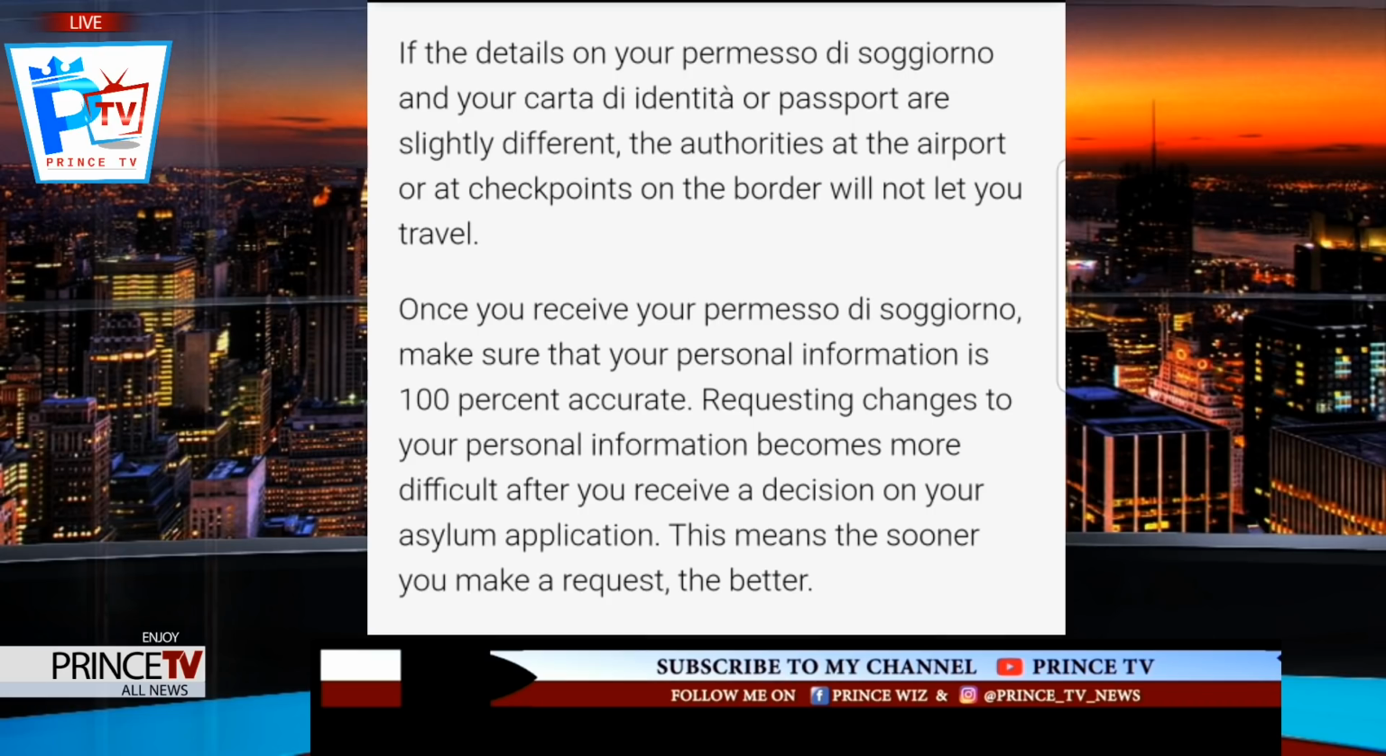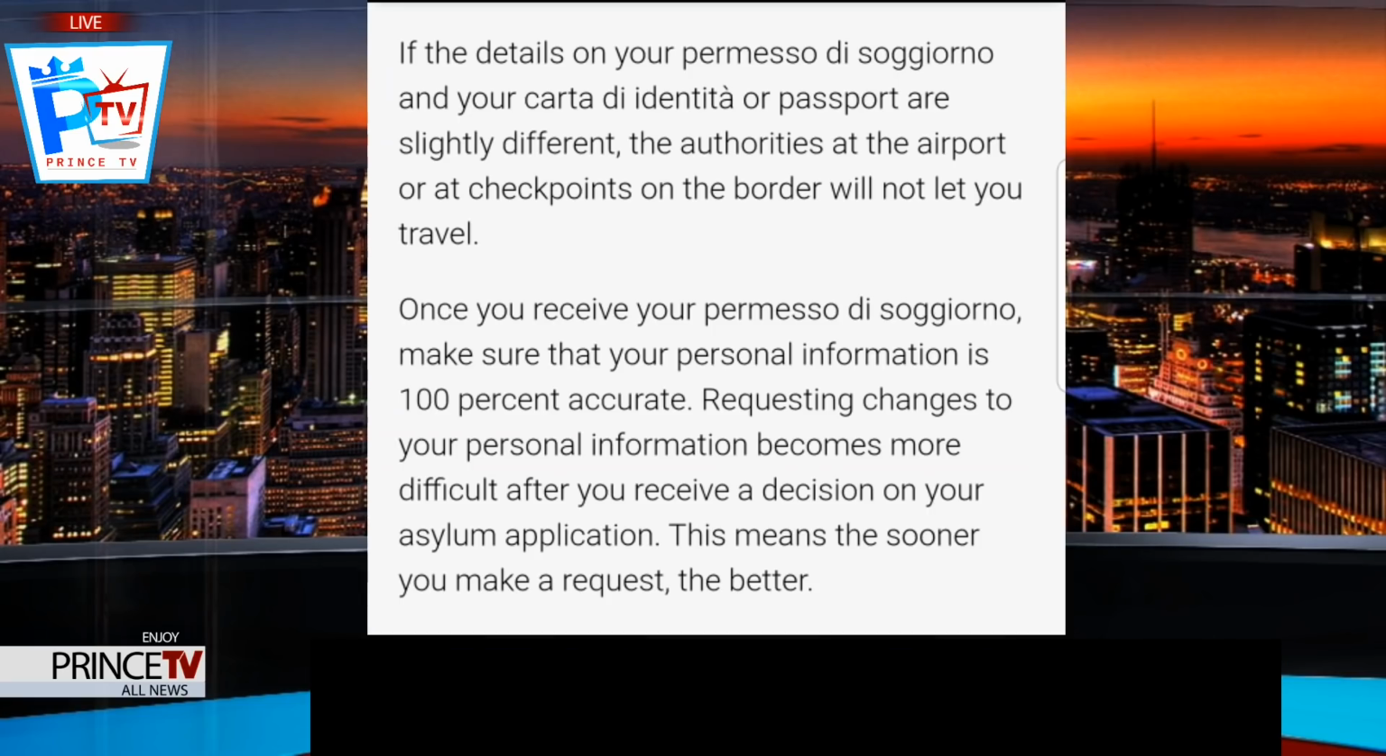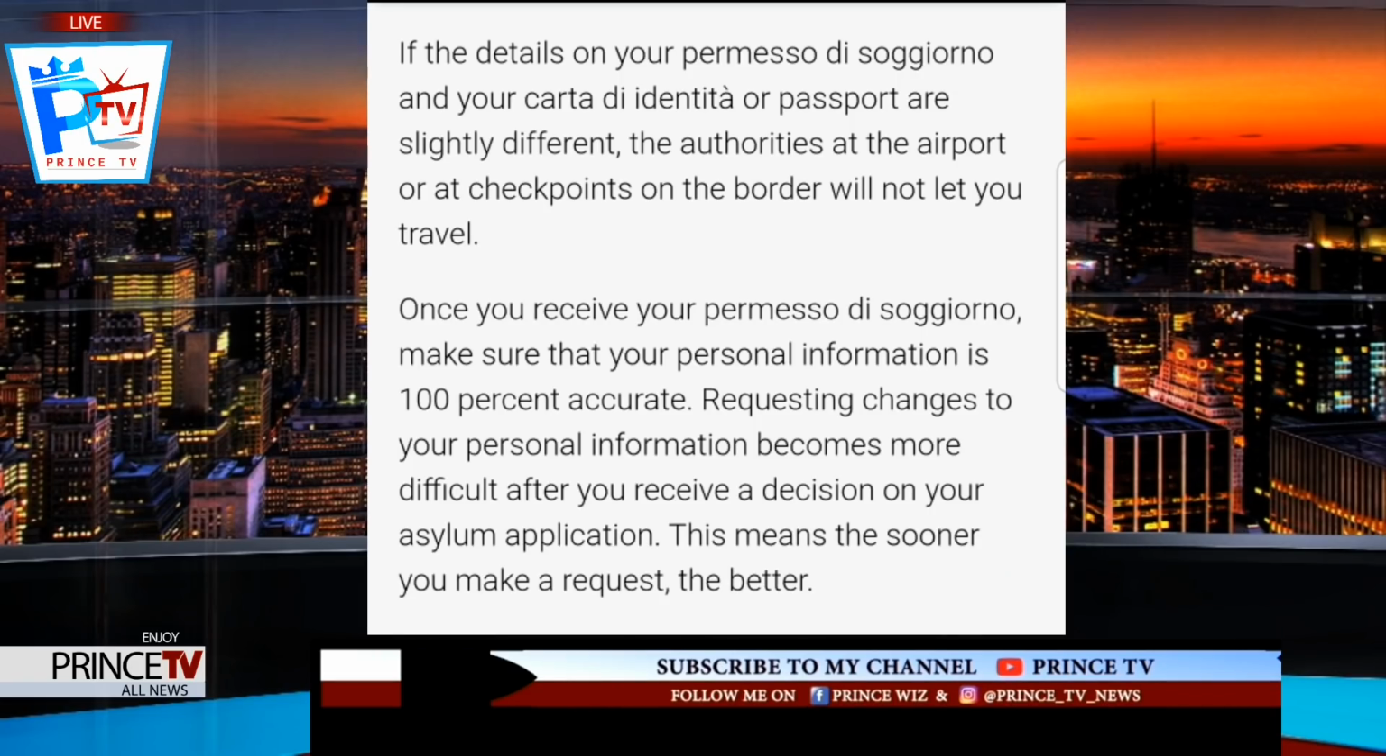So here is where you take it to be nothing. Then at the end of the day, when you have your 5 years document, or your 2 years document, that is the plastic document I'm talking about here, and you have not corrected this name, having a slightly different spelling on the Permesso di Soggiorno and on your codice fiscale, passport, and carta d'identità can cost you access to some things when you want to travel. Let's go a little bit forward. It says here, this means the sooner you make a request, the better. Okay, let's go a little bit forward.